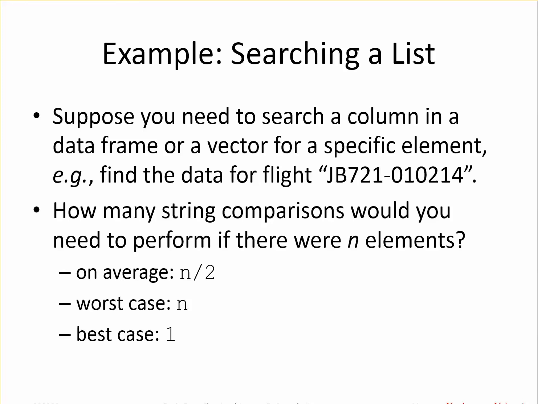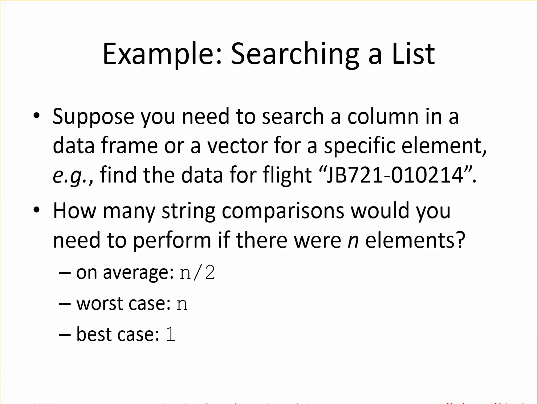So let's look at an example here. Suppose you need to search a column in a data frame or a vector for a specific element. In other words, find the data for the flight JB721 on 01/02/14, if that's the encoding we have for some kind of database of flights. We want to search for delays or number of passengers or whatever analysis we want to do. So the question becomes, how many string comparisons would you need to perform if there were n records, or n flights, in that data set?